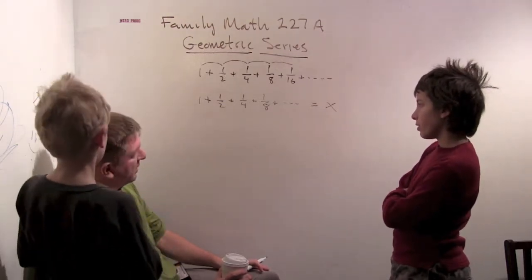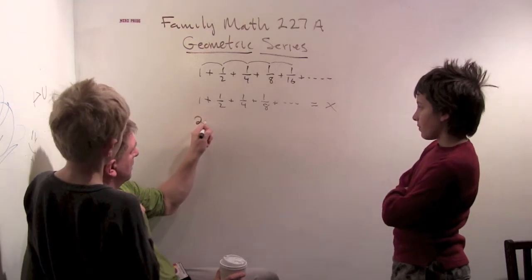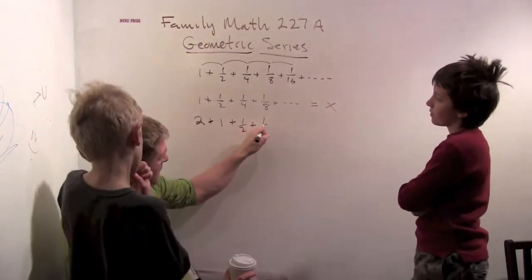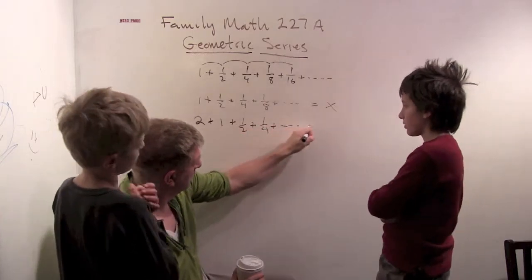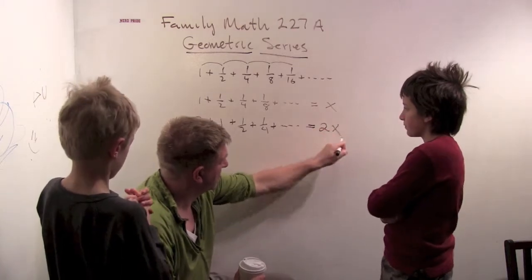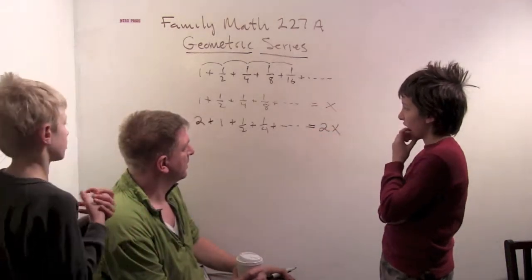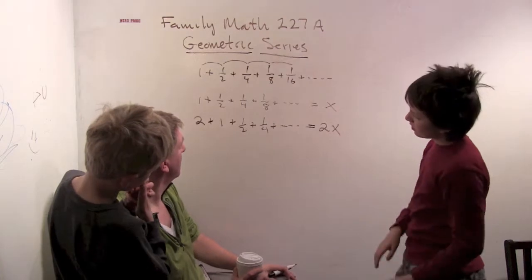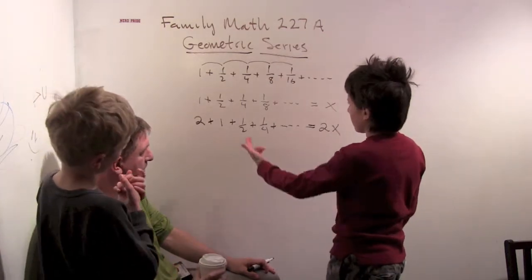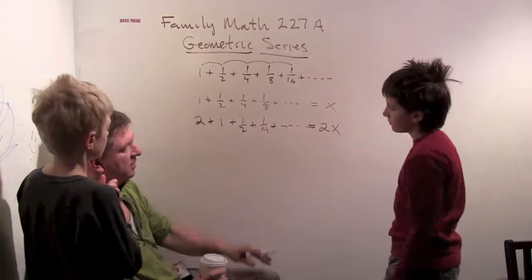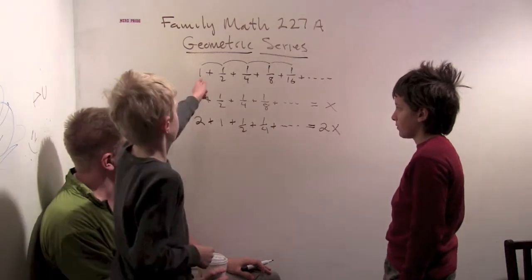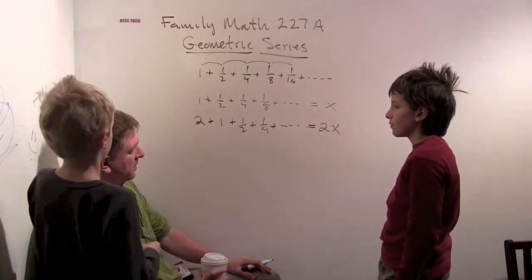Multiply by 2, what would we get? You get 2 plus 1 plus a half plus a fourth, and so on, equals 2x. Okay, what can I do now? Now you can subtract. Well, you could subtract x. You could subtract 1 plus a half plus a fourth plus an eighth plus a 16th again.